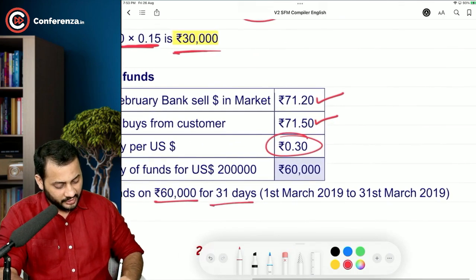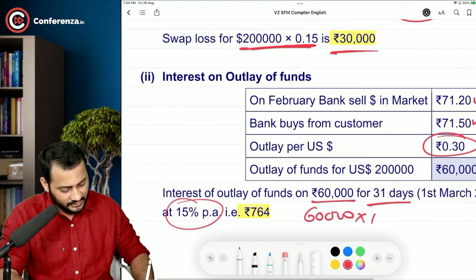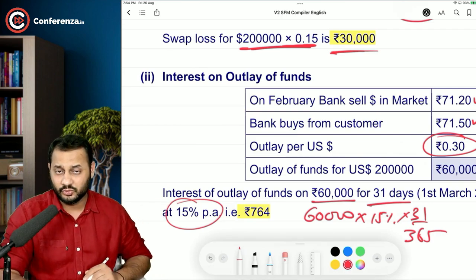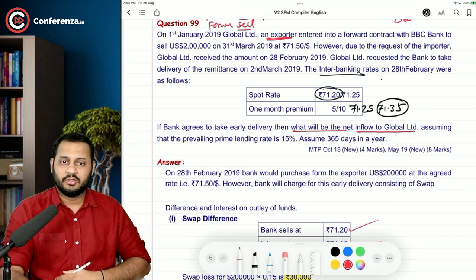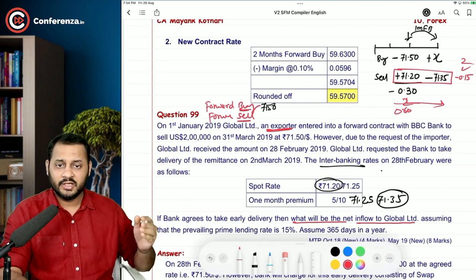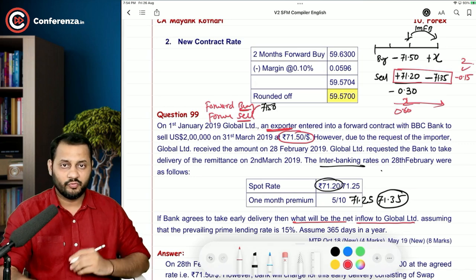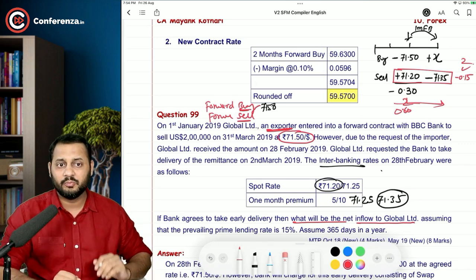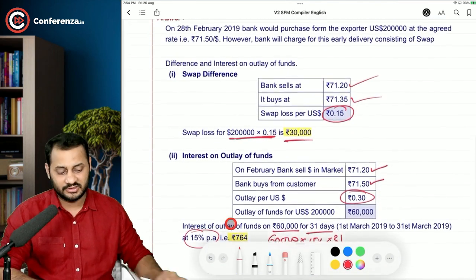60,000 rupees for 31 days, because 1 month is only left, at 15% per annum. So we can calculate like this: 60,000 into 15% into 31 divided by 365. So 764 is the total interest. Now what is the question asking us? What will be the net inflow to Global Limited? Obviously, sir, Global Limited is an exporter. He will sell the dollars at 71.50. So we are going to pay him 71.50, but we will recover this loss of 30,000 and the interest of 764. Have a look.